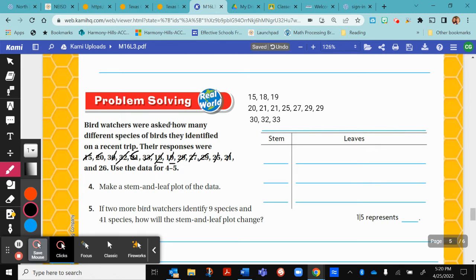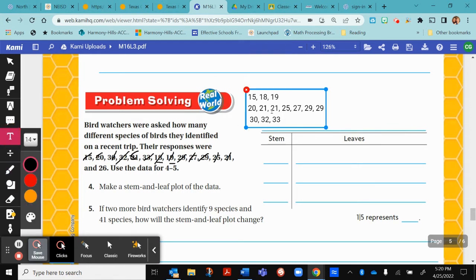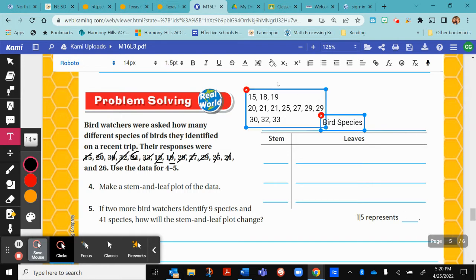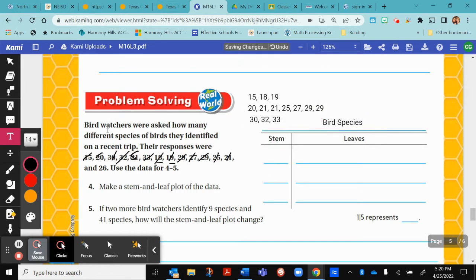So bird watchers were asked as many different species, so we can have different species as a title, or you can write bird species or bird watchers. Okay, so the first stem I'm going to have is 1. So stem 1.